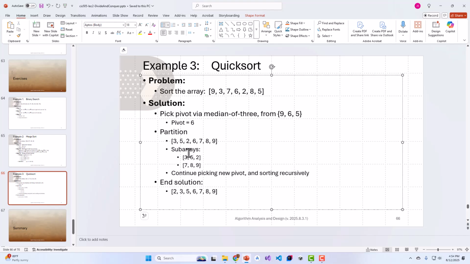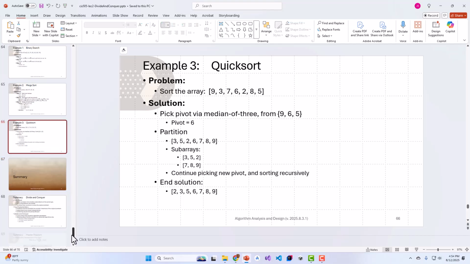So you end up with 3, 2, and 5. So 3 is the median. Put the 2 to the left of it, the 5 to the right. So you end up with 2, 3, 5 sorted. That ends up in the final solution. And then the 6 is our original pivot. And then you end up with 7, 8, 9. That ends up with 8 as a median, but it's already sorted. 7's to its left, 9's to its right. It's already sorted. Merge everything back together. You end up with 2, 3, 5, 6, 7, 8, 9.